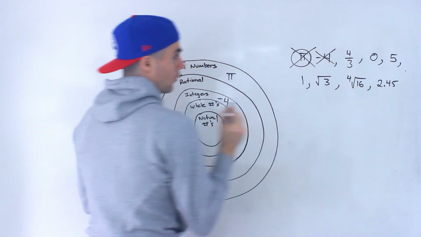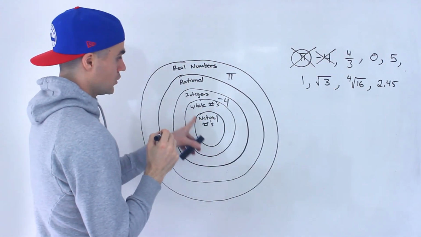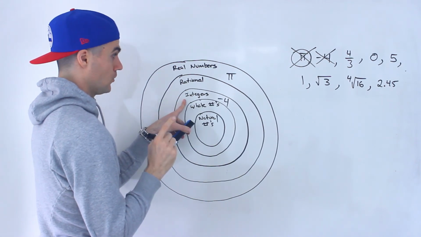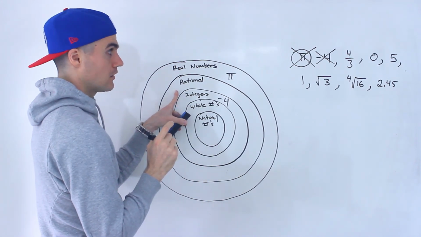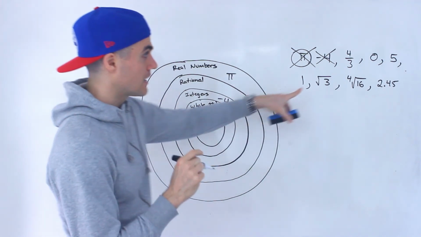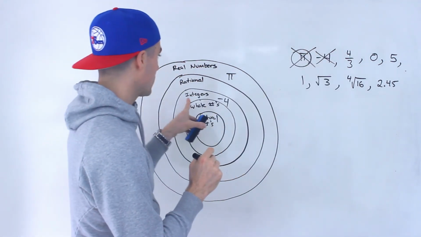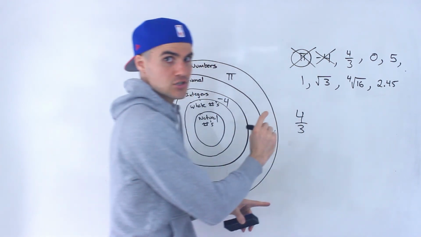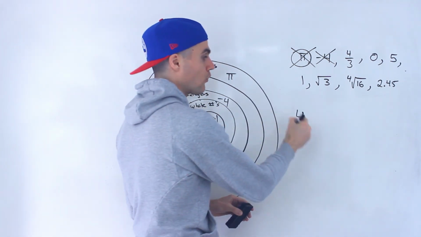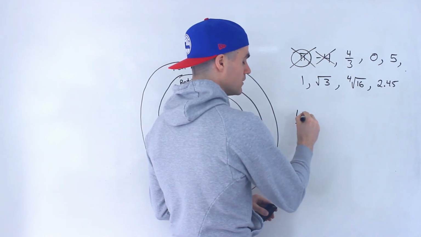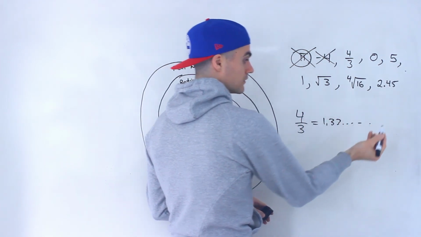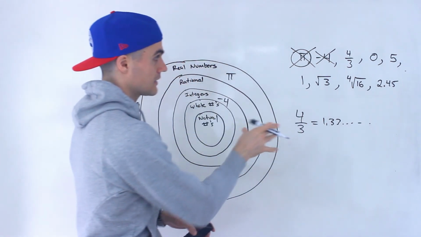Right? What about 4/3? Is it a natural number? No. Whole number? No. Integer? No. Is it a rational number? Yes. Because 4/3, by the way, it's not an integer. Just because you get a fraction doesn't mean it can't be an integer, but 4/3 is 1.33 repeating. Right? So it's not an integer.